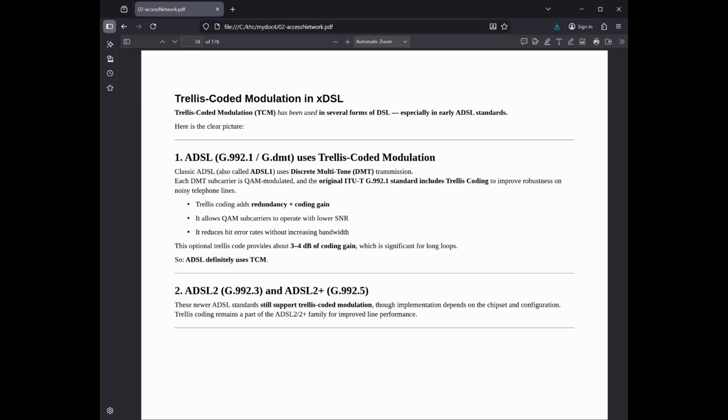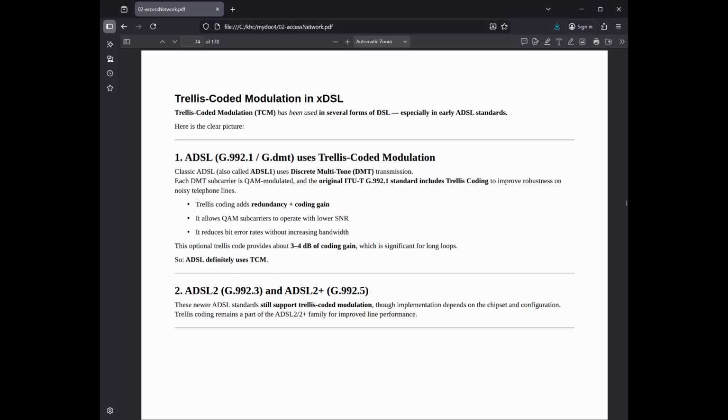Which flavors of xDSL use TCM? While Trellis-Coded modulation, TCM, is a sophisticated feature, it is not present in every type of DSL. It was introduced as DSL evolved to handle more hostile copper environments where simple error correction wasn't enough to maintain high speeds. In the xDSL family, TCM is primarily found in the DMT-based, discrete multitone, flavors.